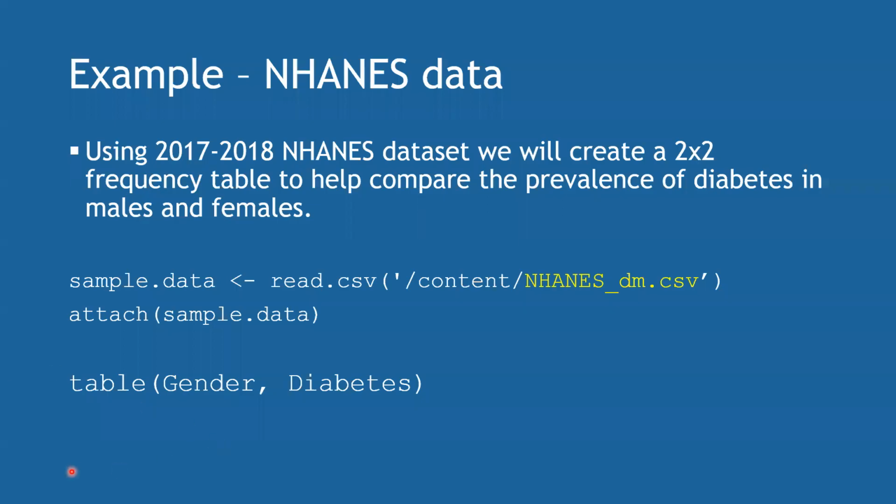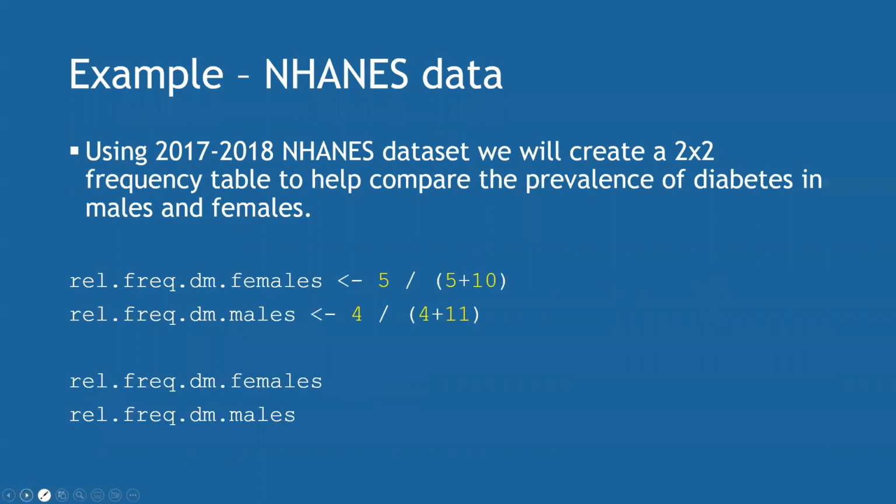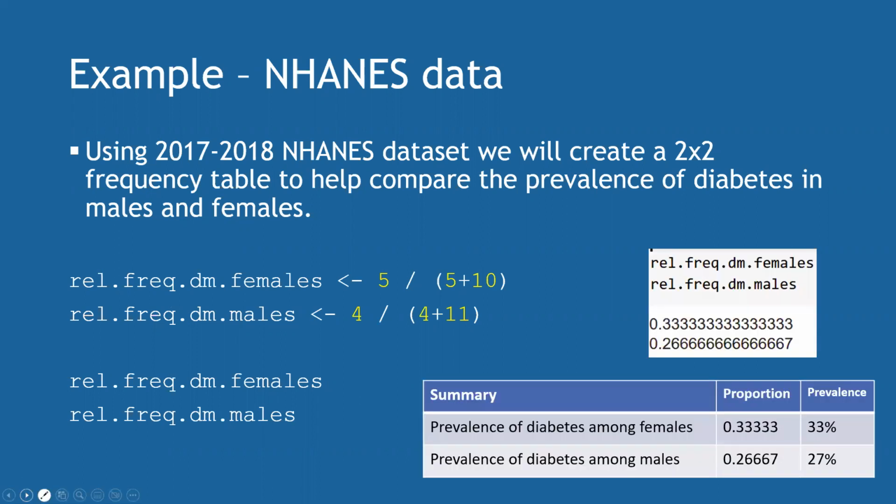All right, so just to summarize that, we can put that in the slides. So you can see that the table of gender by diabetes gives you a 2x2 frequency table. And then we can calculate the relative frequencies of diabetes among males and females. And so a way that you might want to summarize that is just list what that means. So the prevalence of diabetes among females was 33%, and the prevalence of diabetes among males was 27%.